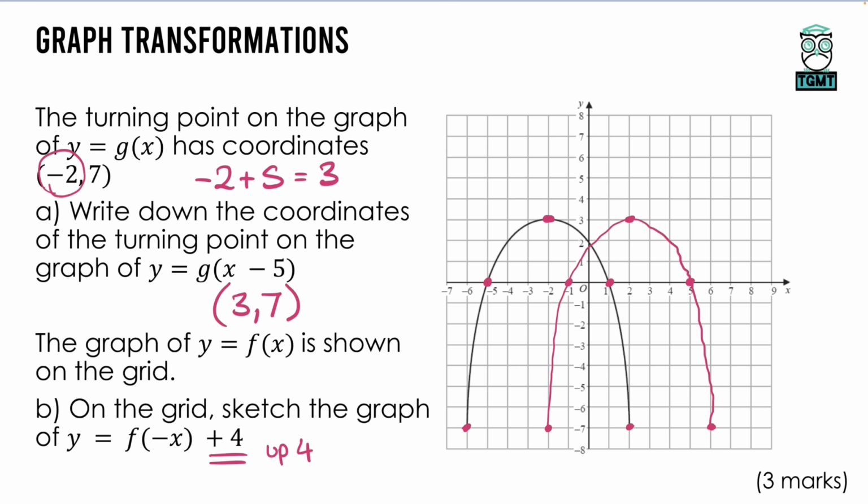So we can move each point individually. So this top point, at the very top where the turning point is, goes up by 4. That'll go up to 7. The 2 points that are on the x-axis there will go up to 4, just here. And then the 2 very bottom points that are down at -7 are going to go up to -3, just here. So there we go.